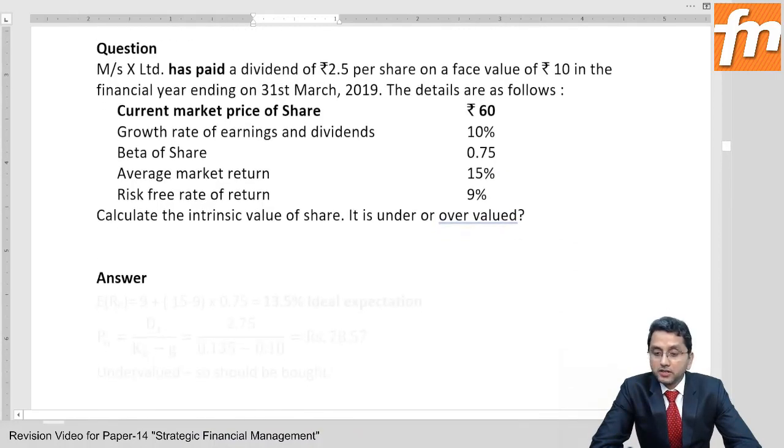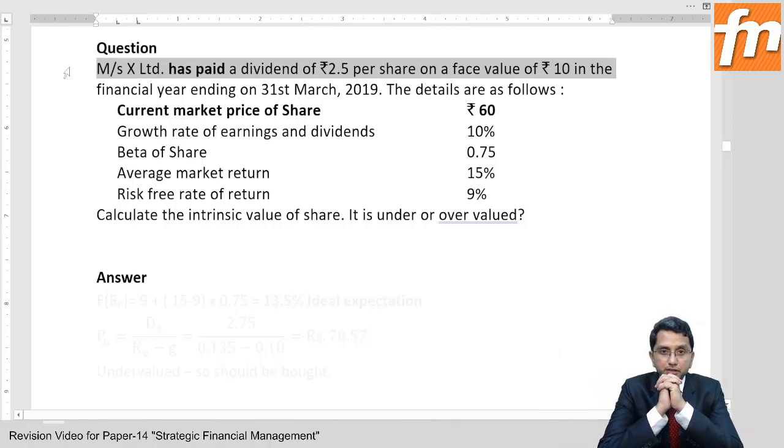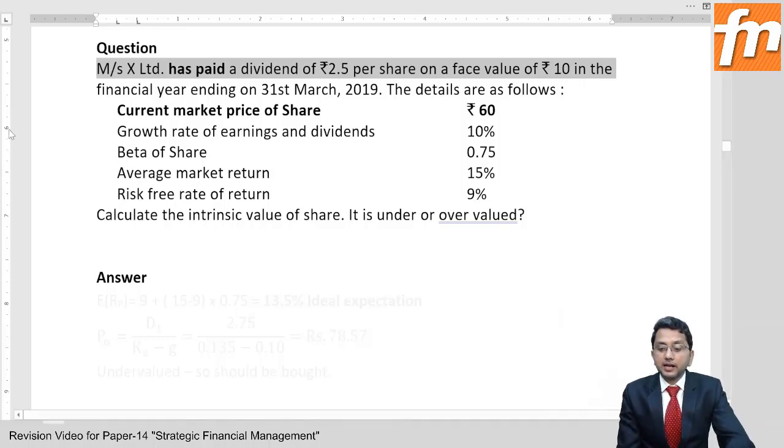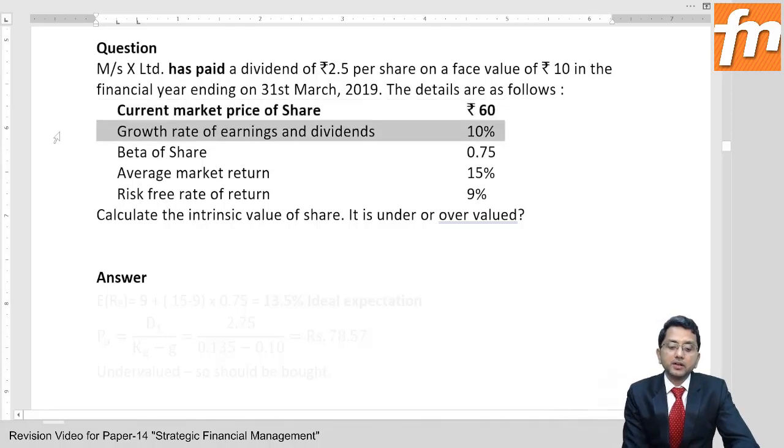Okay, let's do one question on this. Messrs X Limited has paid a dividend of rupees 2.5 per share, D0, on a face value of rupees 10 in the financial year. The further details are as follows. Current market price of the share is rupees 60. This is the actual market price. Growth rate of earning in dividend is 10%.